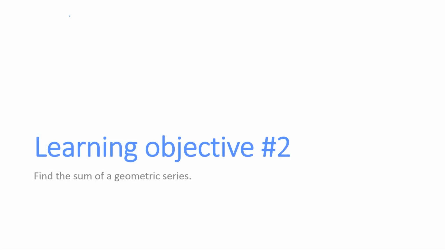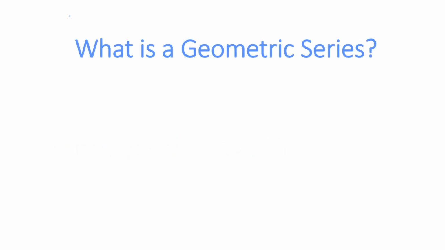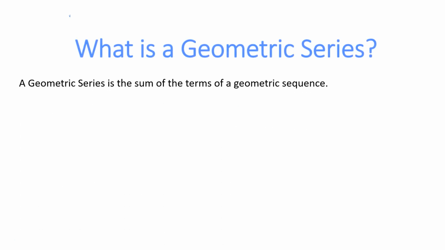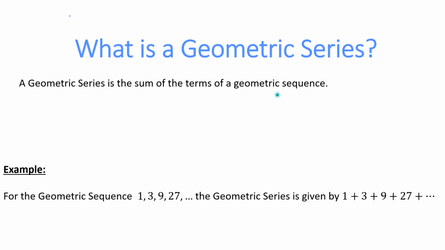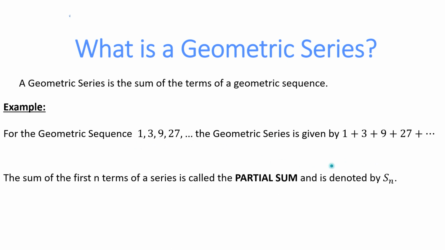The second learning objective is to find the sum of a geometric series. What is a geometric series? A geometric series is the sum of the terms of a geometric sequence. For example, for the geometric sequence 1, 3, 9, 27, and so on, the geometric series is given by the sum of all the terms of the sequence. The sum of the first n terms of a series is called the partial sum and is denoted by Sn.